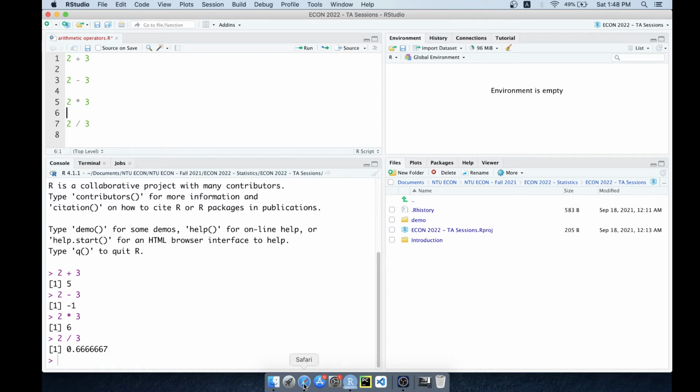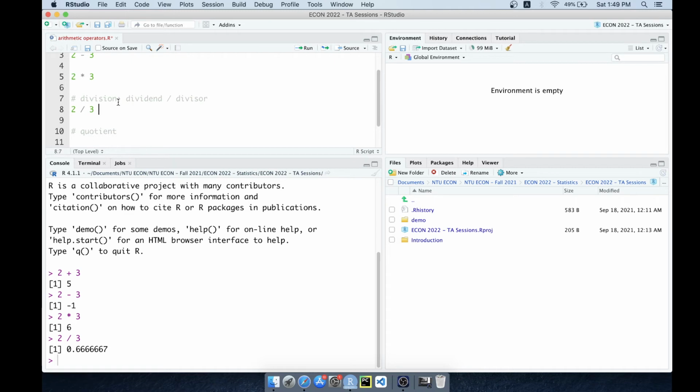quotient and remainder. How can we find a quotient? Okay, so here is a division. We can type a dividend over divisor. So division is here. How can we find the quotient?